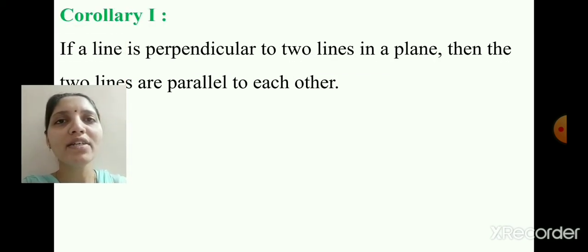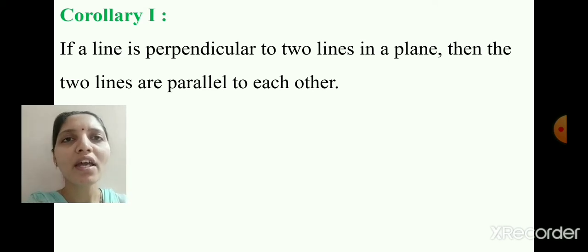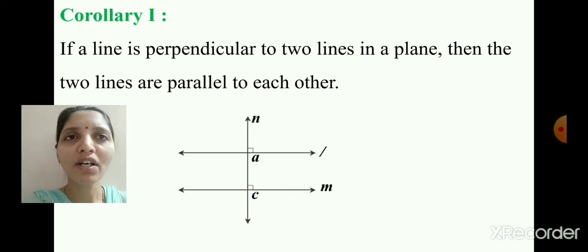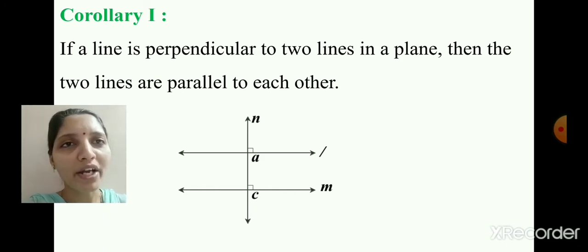Now let's see one corollary. If a line is perpendicular to two lines in a plane, then the two lines are parallel to each other. So here a line is perpendicular to two lines in a plane. That means if you consider that line N is perpendicular to line L and line M, then we can say that line M and line L are parallel to each other. So this is called corollary 1, and this statement you have to remember.